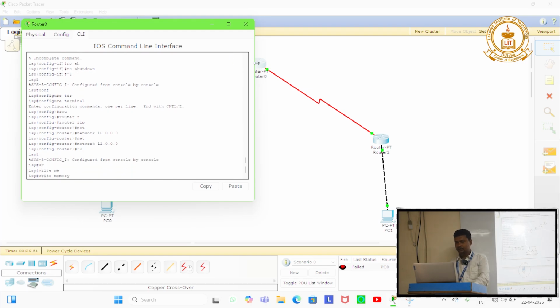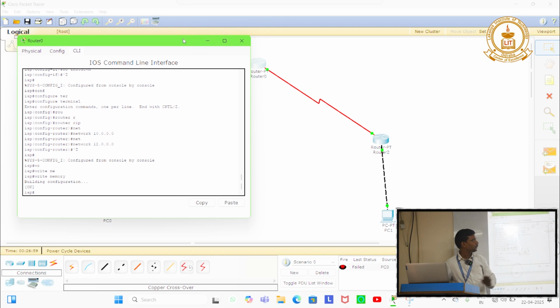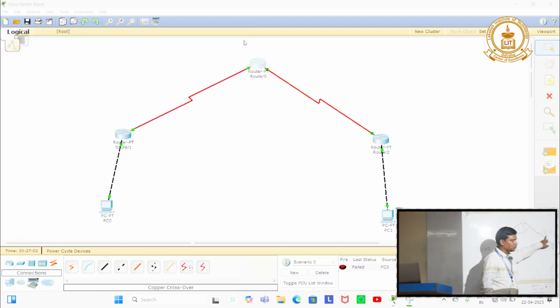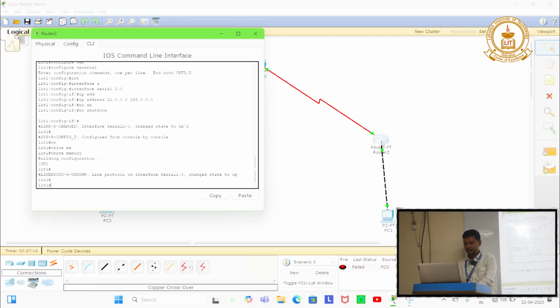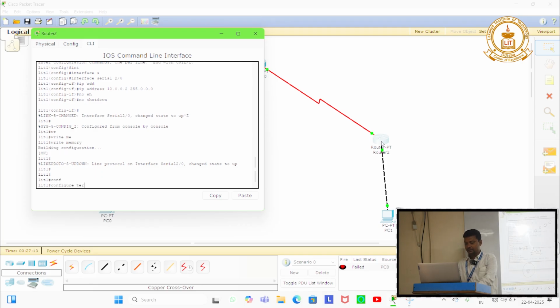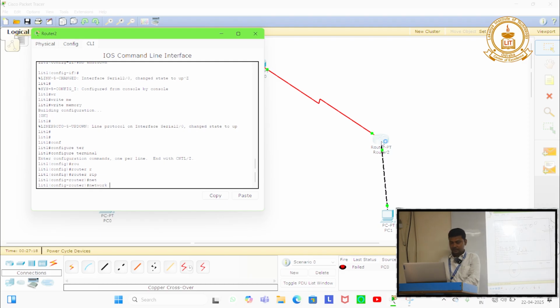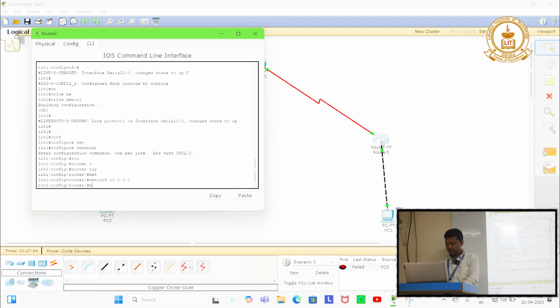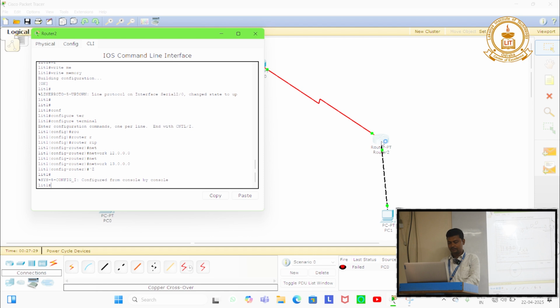In the LIT1 router, how many networks are directly connected? Two networks: one is 12 and the other is 13. So in the LIT1 router, simply configure terminal, router rip, network. Which networks? The 12.0.0.0 network and the 13.0.0.0 network. Control Z, write memory.